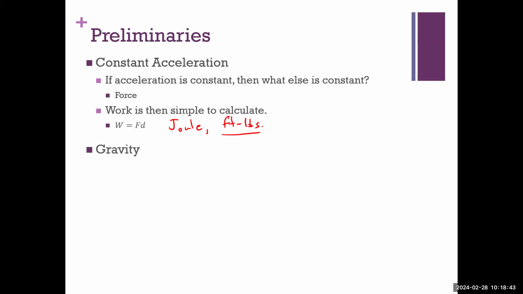What's the acceleration of gravity in both those systems? In SI units, the acceleration of gravity is 9.8 meters per second squared. In imperial, 32 feet per second squared. How are we doing so far? Even if you're not taking physics here, we okay? Okay.